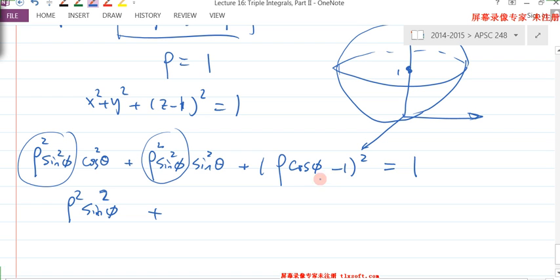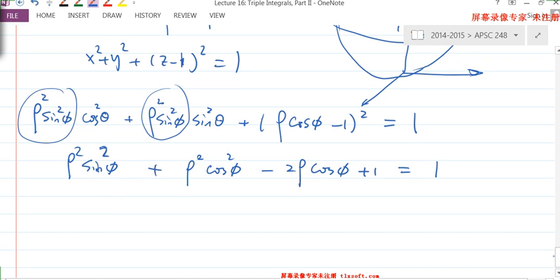Second term here is this. So we're going to have to expand this one here, expand it out. So if we expand it out, what do we get? Rho square cosine theta square minus 2 rho cosine phi plus 1 and equal to 1, right? Equal to 1. Okay? Does that make sense? Yeah? So now simplification. So this one will cancel each other.